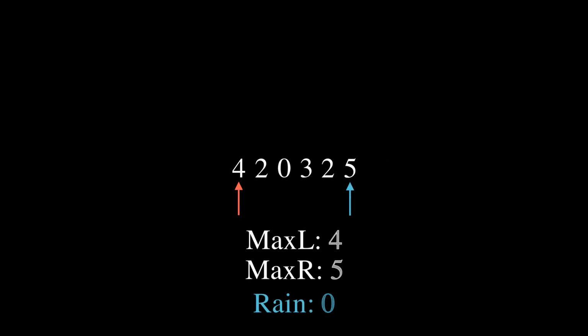Okay, and one more example. As you can see, the right pointer and the right maximum never change because 5 is the biggest element in the list. Instead, the left pointer will traverse through the list, and the difference between the left maximum of 4 and each element will be added to the total rainwater. In this case, 9 should be returned.